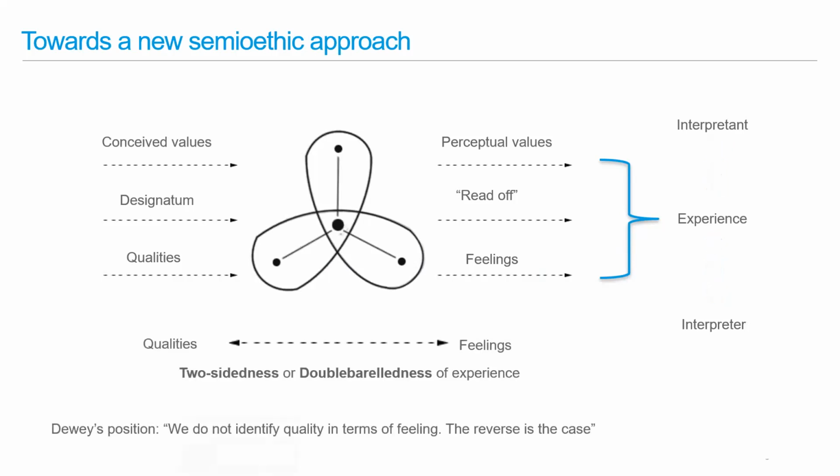Consider, however, a line of interrelation between qualities and feelings that for Dewey can be thought logically as the double-barredness of experience, taken by another pragmatist, the philosopher William James, who was a friend of Peirce, and his statement saying, we do not identify quality in terms of feeling. The reverse is the case.